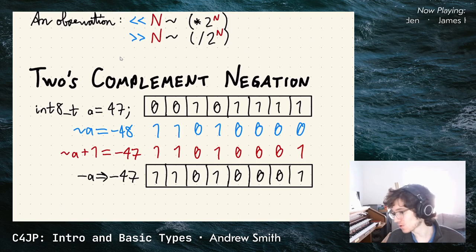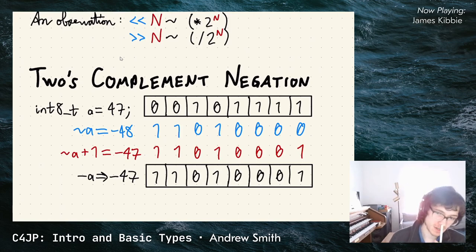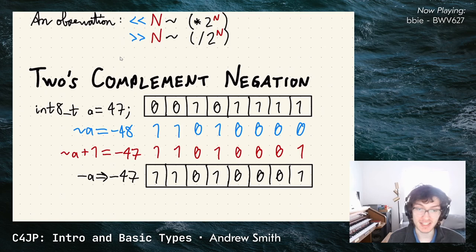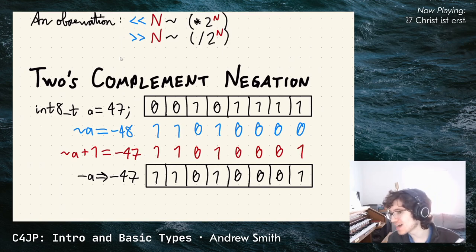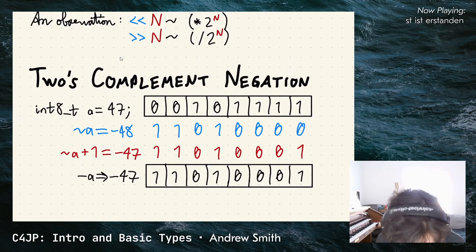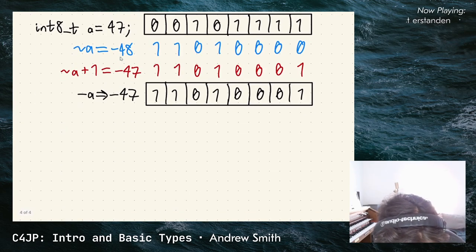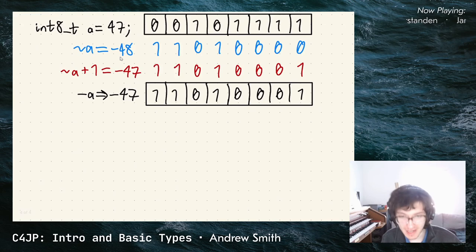Okay, cool. Now it seems like we've got an expression to go from positive to negative: we invert all of the bits and we add 1, and that gets us the value we were looking for. Can we go the other way? Let's say that I want to get from negative 47 back to positive 47.